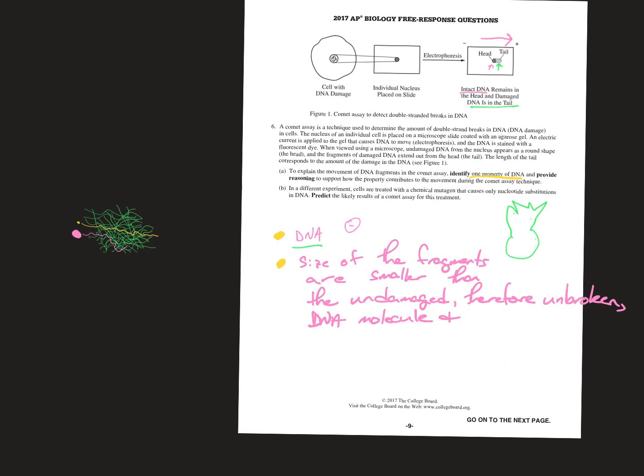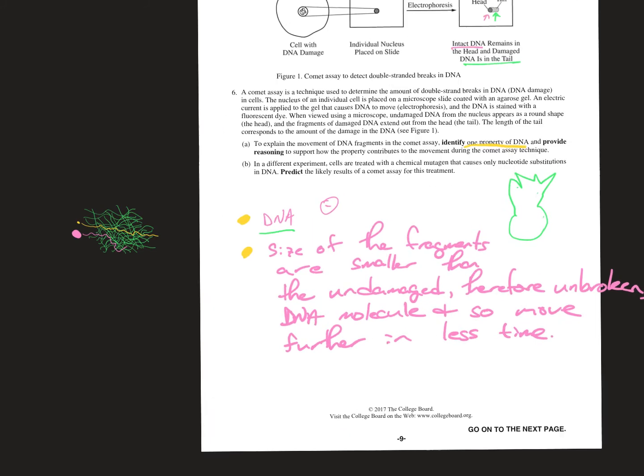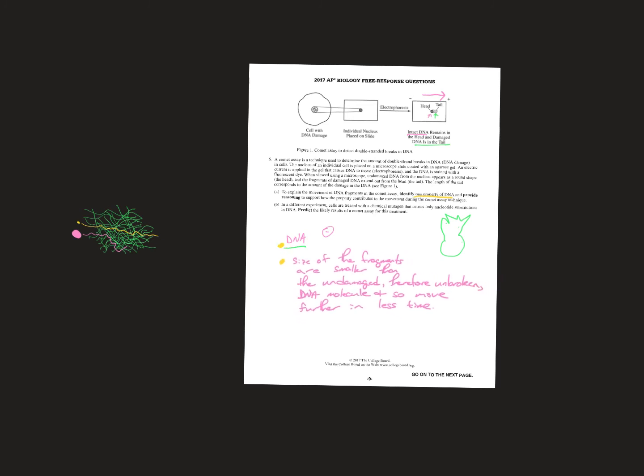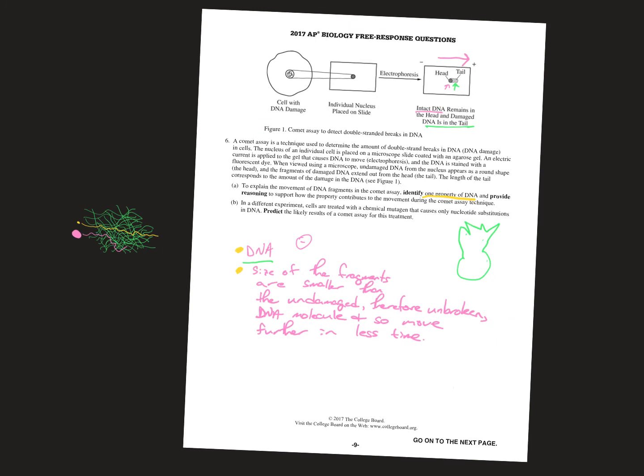And therefore, the small pieces move faster, move further in less time. Faster, right? So you get this comet tail look to it because the small pieces move further.